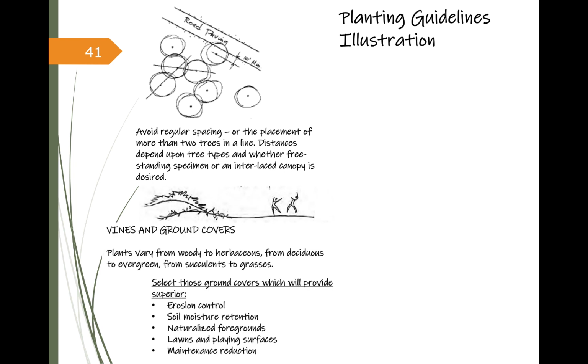How about vines and ground covers? These plants vary from woody to herbaceous, from deciduous to evergreen, from succulent to grasses. Selection of those ground covers will provide superior usage for erosion control, soil moisture retention, naturalized foregrounds, lawns and playing surfaces, and for maintenance reduction.